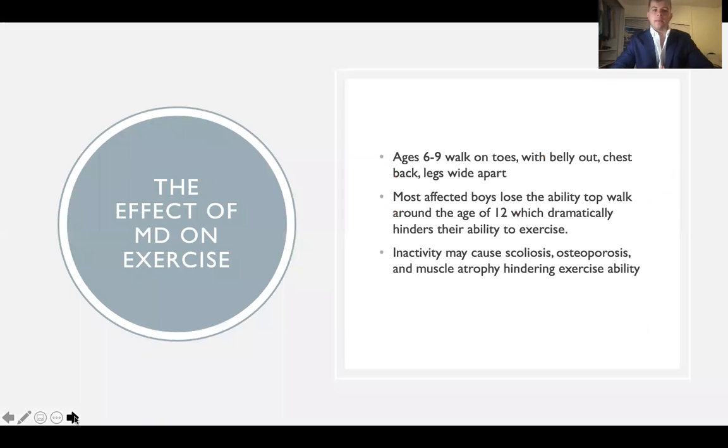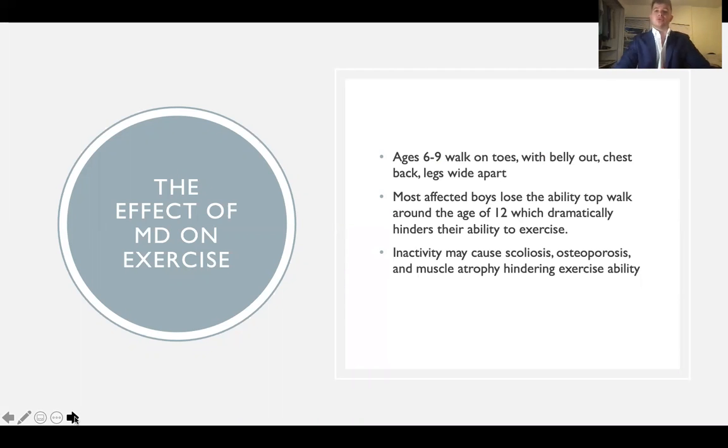So the effect of MD on exercise: ages 6 to 9 walk on toes with belly out, chest back, legs wide apart. Not every child experiences the same symptoms, just like every other disease, but those are the common signs of it. And you can also see these symptoms from 6 to 9. That's where it really starts to affect them.